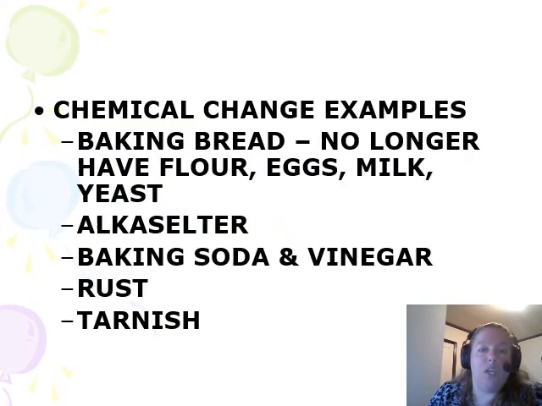So, chemical change examples would be baking bread. You don't have the flour, the eggs, the milk, or the yeast anymore. The same with a cake, okay? Alka-Seltzer. If you drop Alka-Seltzer in water, it's all going to bubble up, and then you're not going to have just the Alka-Seltzer left. If you've ever mixed baking soda and vinegar, it makes great rocket fuel. As I said before, rust and tarnish are all chemical change examples.